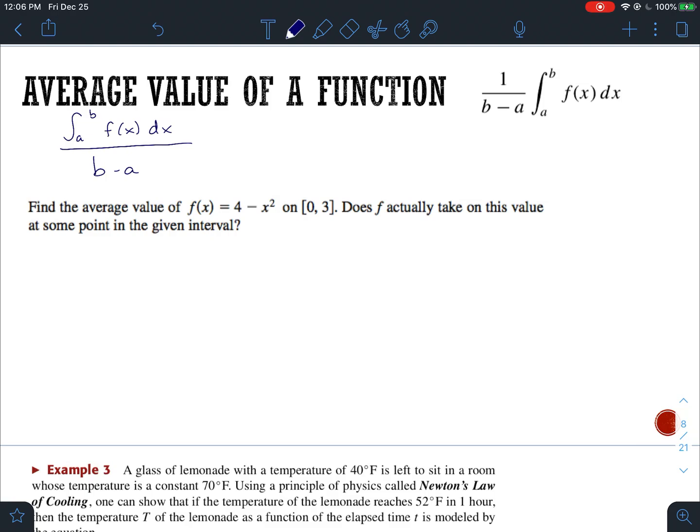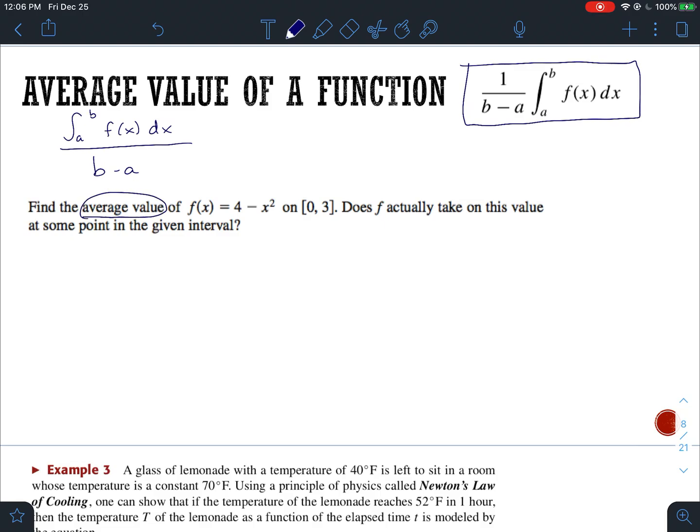So you integrate the function, and then you divide by the change in time. Another way of writing that, which is very common in textbooks, is you take that b minus a and bring it to the outside. So they would write it as 1 over b minus a, times the integral from a to b of f of x dx. Again, if you want to find the average value of a function, you integrate the function, and then you divide by the change in time.